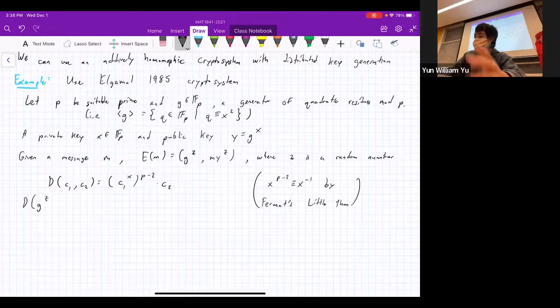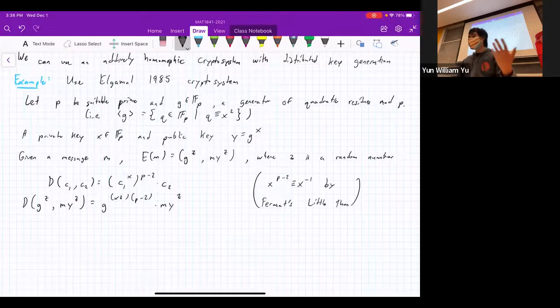So decryption of this encrypted value for any random value Z, when you plug that in, that's going to be G to the XZ times P minus 2 in the exponent times M Y to the Z. But of course, G to the XZ times P minus 1 is then just going to be equal to Y to the Z times Y to the minus Z times M Y to the Z, which is equal to M.